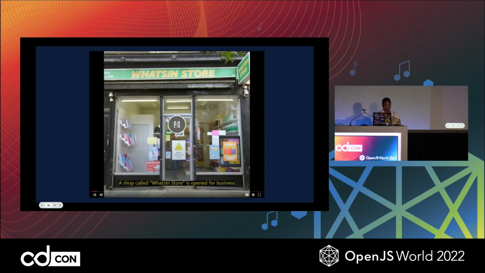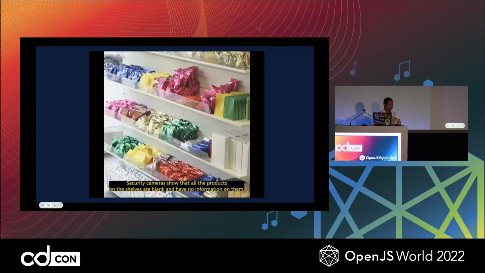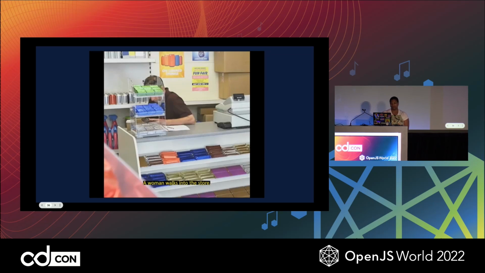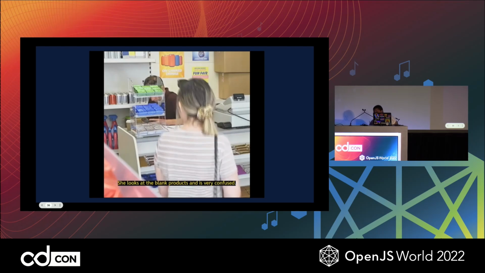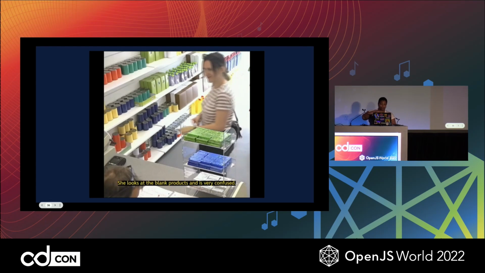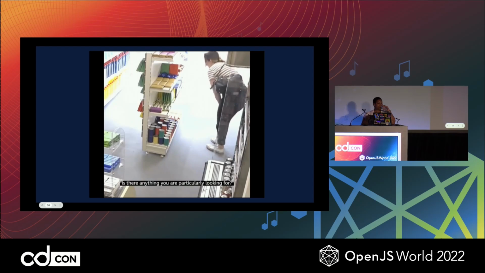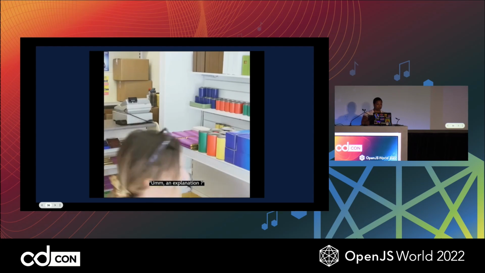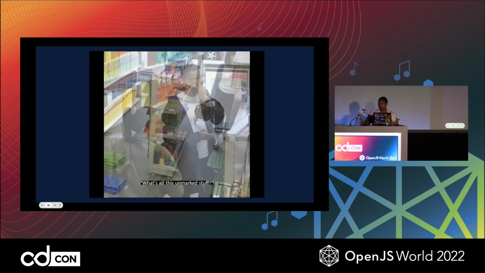A shop called What's in Store is open for business. Security cameras show that nearly all the products on the shelves are blank and have no information on them. A woman walks into the store. She looks at the blank products and is very confused. Is there anything you're particularly looking for? An explanation? One by one, more customers enter, each as confused as the last.